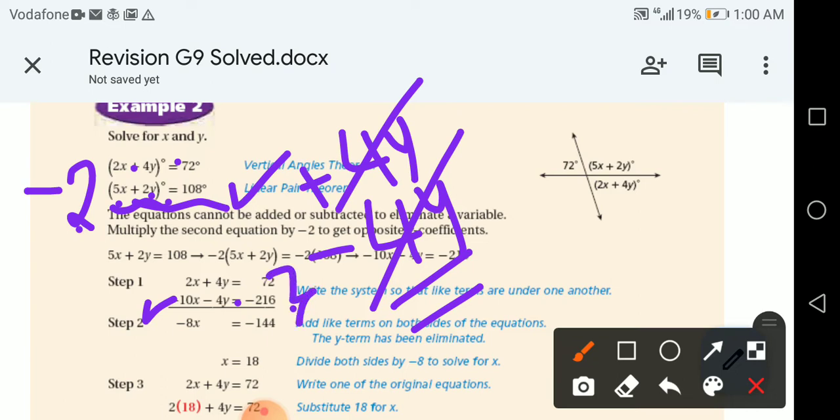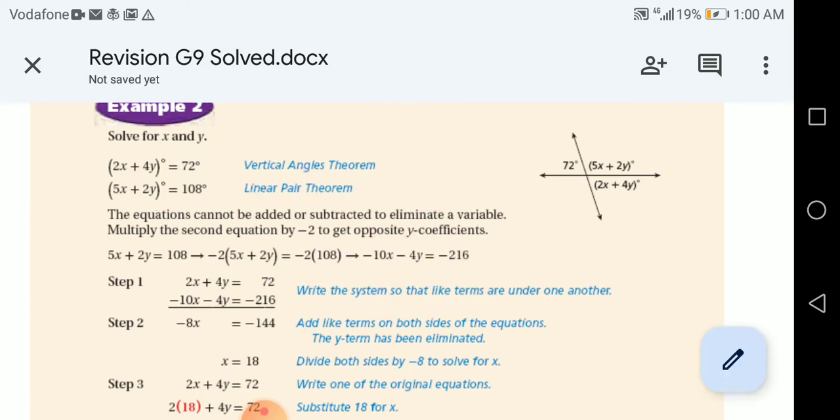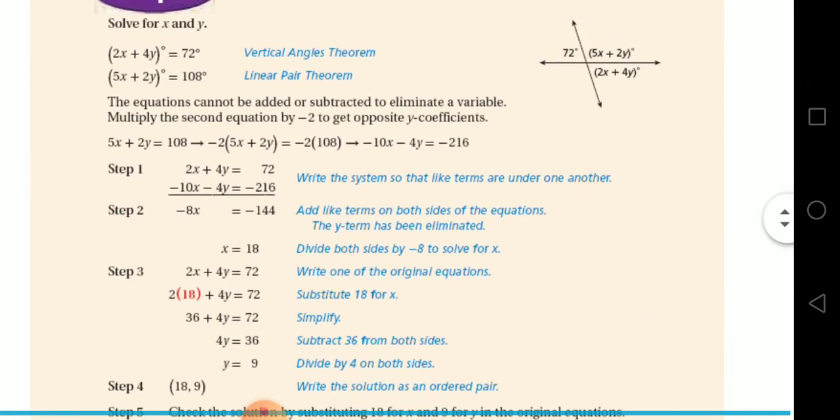The second step, I will eliminate both together, and then I will say 2x minus 10x, negative 8x, equals negative 216 plus 72, which gives me negative 144. So x will be 18.